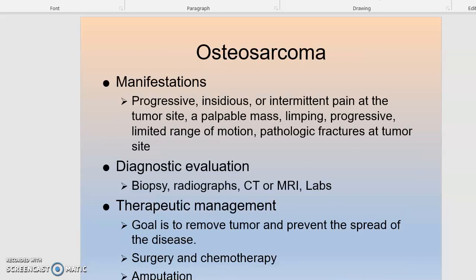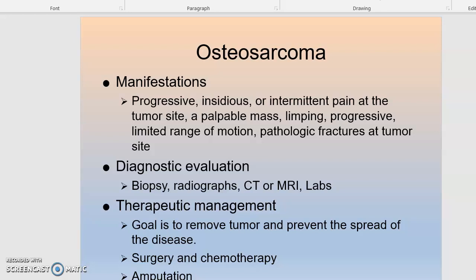Manifestations can be progressive, insidious, or intermittent pain at the tumor site, a palpable mass, limping, progressive limited range of motion, and pathological fractures at the tumor site. Diagnostics include biopsy, X-ray, CT, MRI, and labs. The therapeutic management goal is to remove the tumor and prevent the spread of disease. This is accomplished through surgery and chemotherapy. For extreme cases, amputation may also be needed.